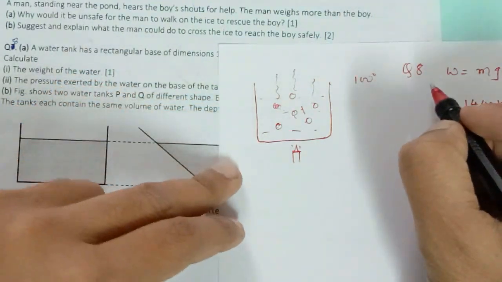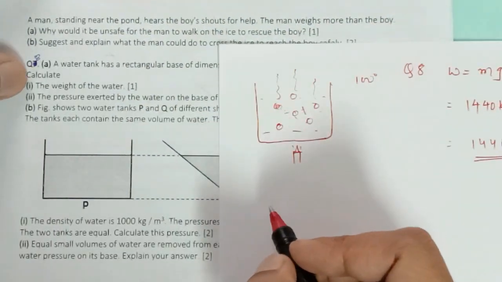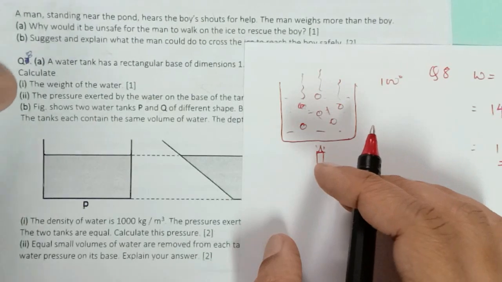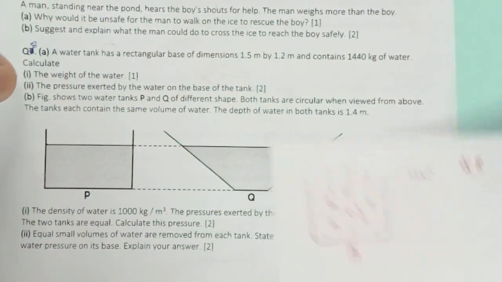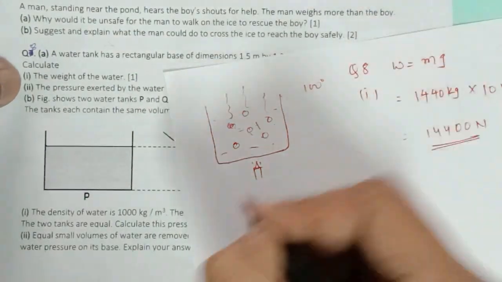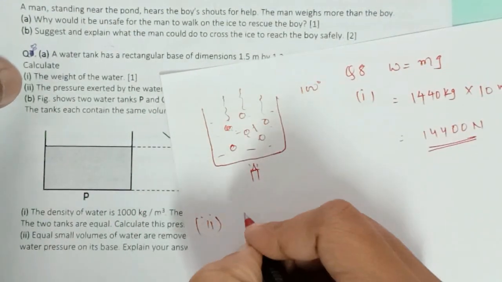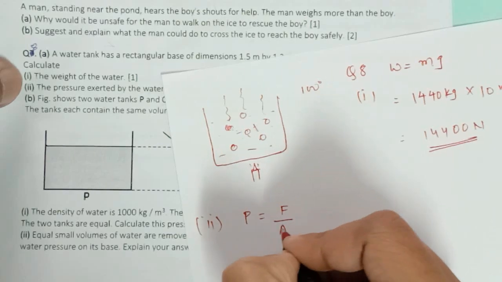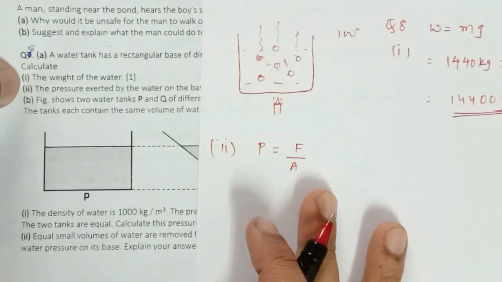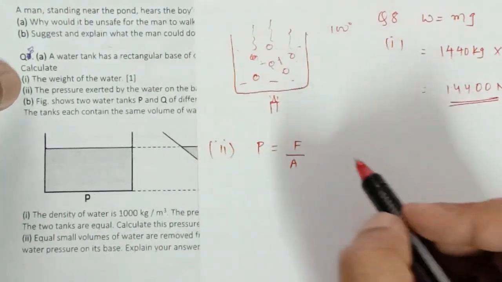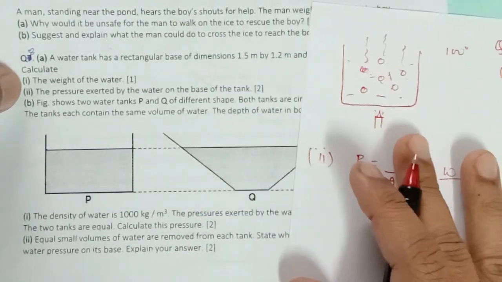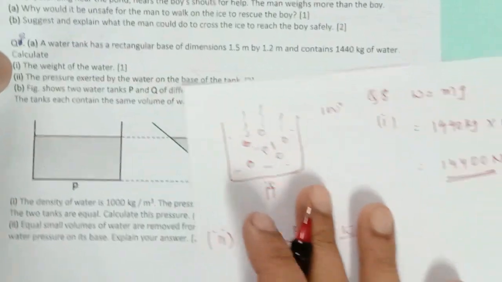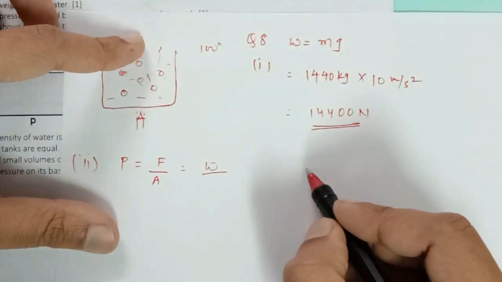So this was the first part. Now the second part is the pressure. Pressure is equal to H rho g, but you will have to find out H. That would be quite difficult for you. You can do that also. So this is equal to weight upon area. So area of the base. Now the rectangular tank has a base area, which is given to us.